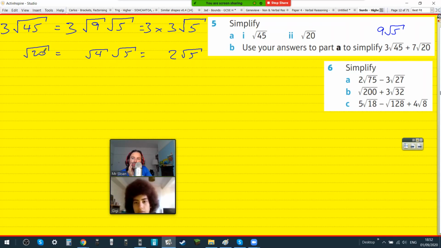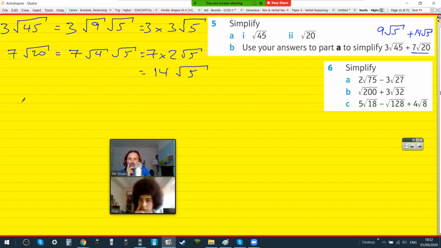Okay, so we said root 20 is 2 root 5. What is 7 root 20? It would be, if you times 2 by 7, yep, times 2 would be 14 root 5. Yep.